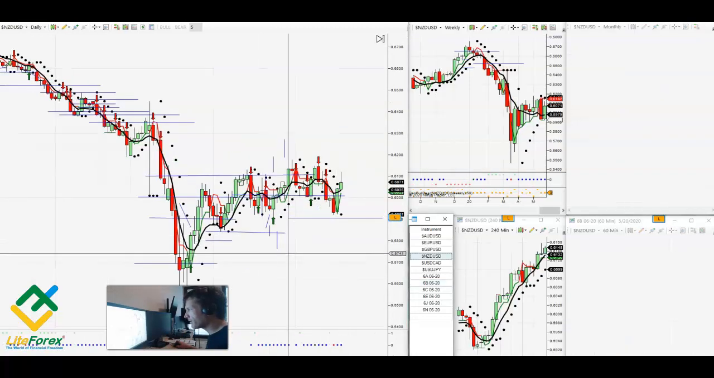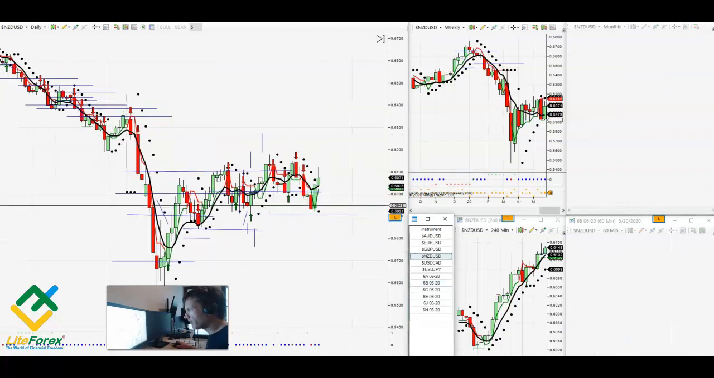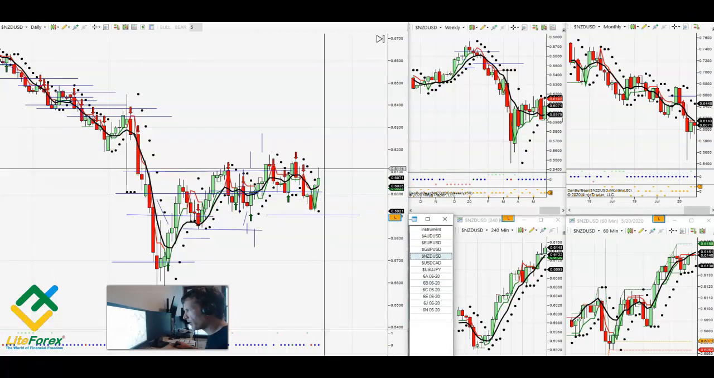New Zealand USD, yeah, it's had a nice rebound, of course, just like the Australian US dollar.